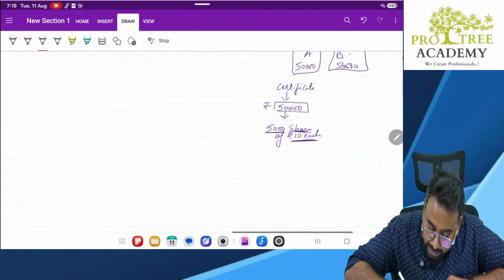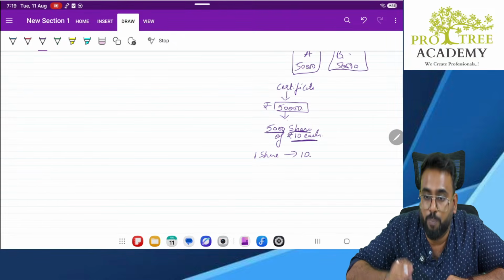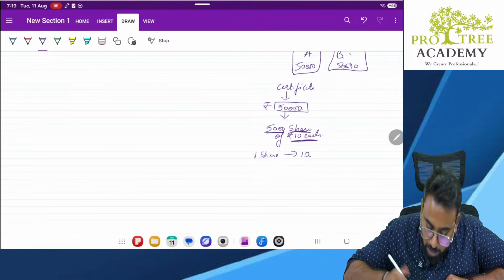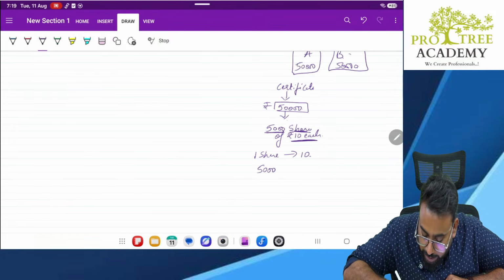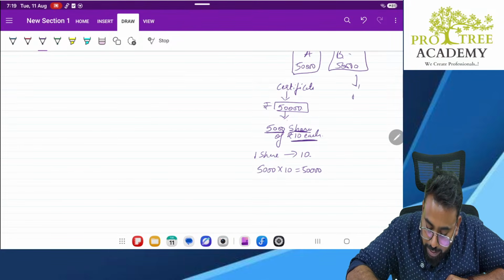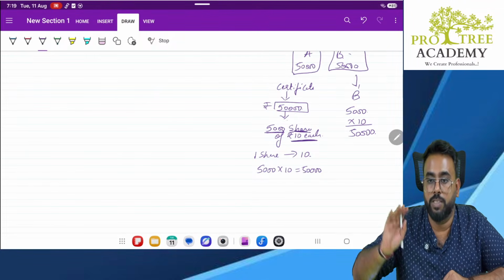That means each share has 10 rupees as the value. So if I am having 5,000 shares, how much is my value? 50,000. Here also, my friend B will also have 5,000 shares worth 10 rupees each, and this is how his capital will look.